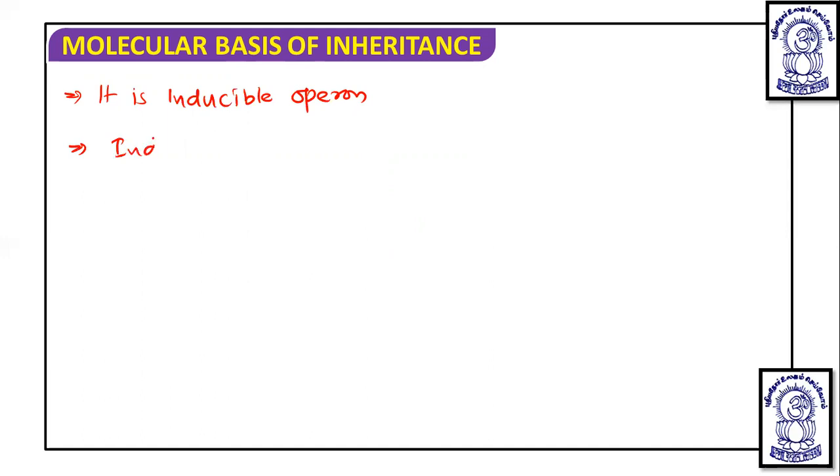The inducer can be allolactose or lactose. So when lactose or allolactose is there, it is going to bind with the repressor and allow the synthesis of the structural genes, and beta galactosidase enzyme will come and that will cleave the lactose. In such a way this operon goes on working.